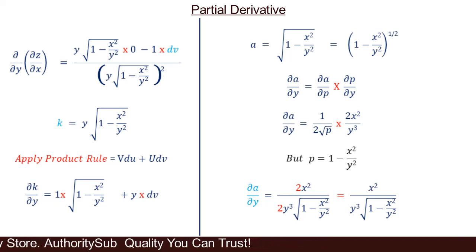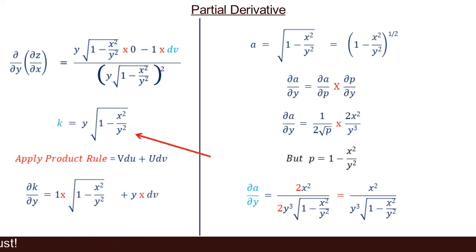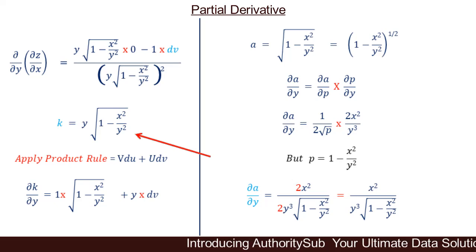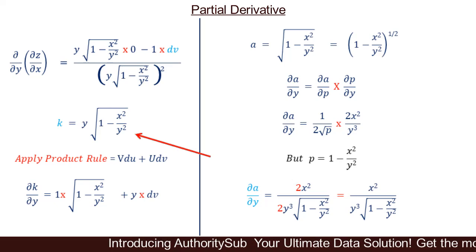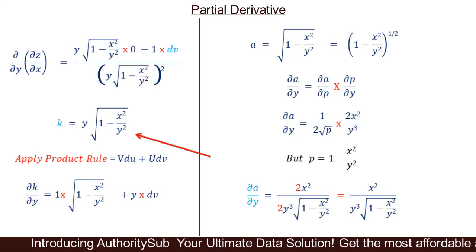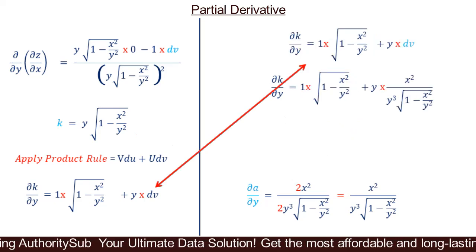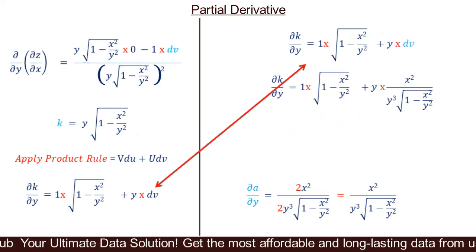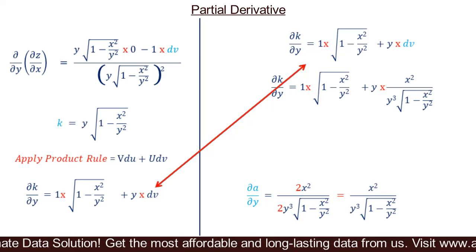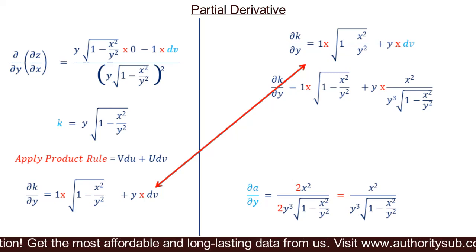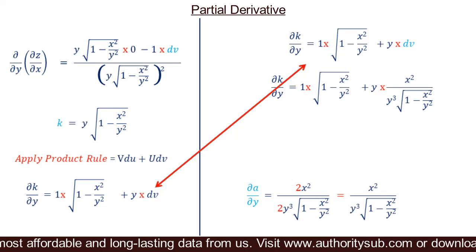Now look at it. Remember that we are trying to solve k, right? We are trying to solve k, and we say let's use product rule to solve k. Look at it, we are solving it. So we just found the derivative of the square root of 1 minus x squared all over y squared with respect to y. That is what we found. So we bring it back here in the derivative of k with respect to y, the partial derivative of k with respect to y. So bringing it here now, we have that the partial k all over partial y is equal to 1 multiplied by square root of 1 minus x squared all over y squared plus y multiplied by x squared all over y cubed multiplied by square root of 1 minus x squared all over y squared.